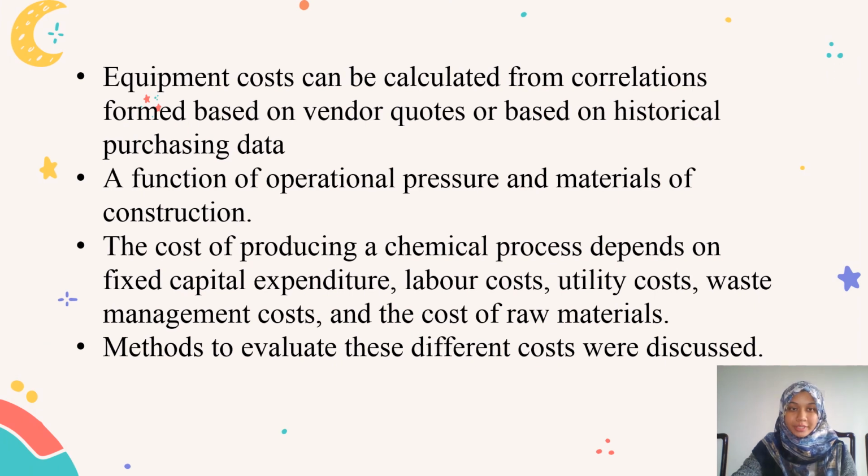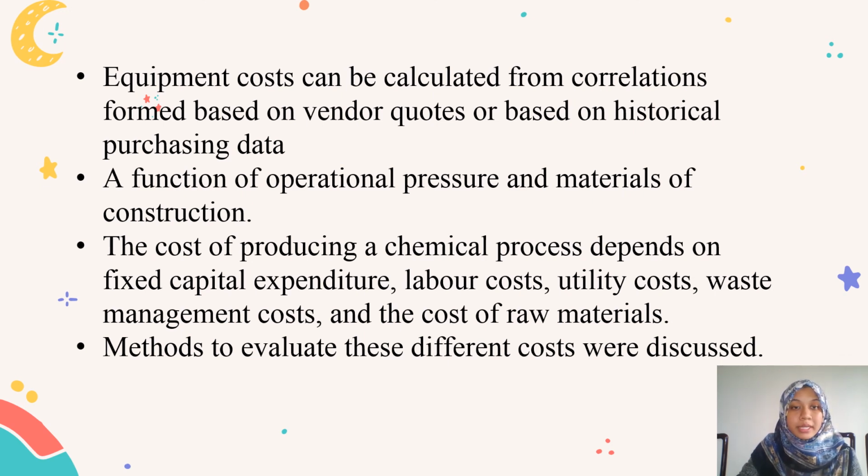So in conclusion, equipment cost can be calculated from cost correlations based on vendor quotes or historical purchasing data. And this correlation can be modified for increases in cost over time. The equipment cost is also a function of operating pressure and materials of construction. By including individual equipment costs and considering other factors such as site construction and auxiliary services, the capital cost of a chemical plant can be obtained.